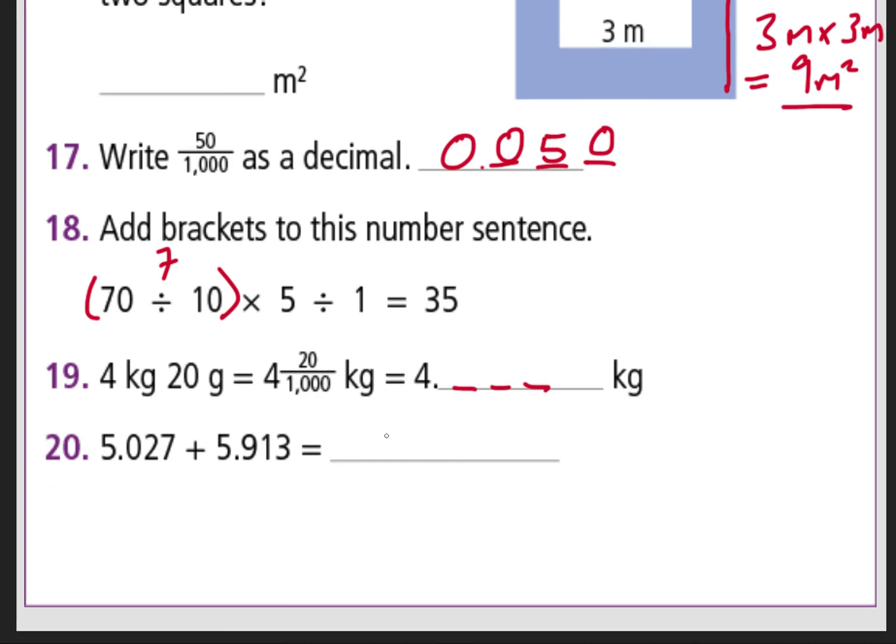And the last one, nice easy one, we just have to write them on top of each other, 5.027 plus 5.913. Add them up, and that's your answer for number 20.